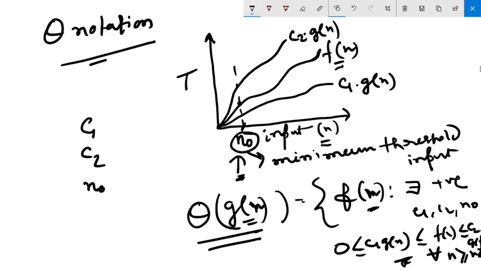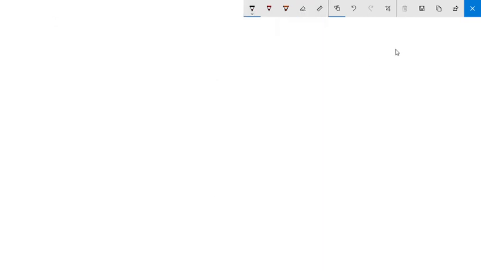So theta notation is just the sandwich of the upper bound and lower bound of any algorithm. It's a sandwich of both, or you can call it the intersection of c1 gn and c2 gn. So this is the theta notation. Now let us see how the other notations are. With theta notation, we cannot say whether it is a fully tight or a loose bound.